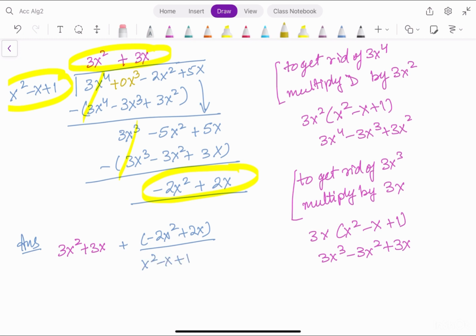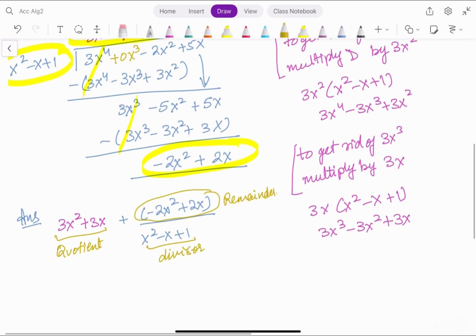Sometimes the textbook will end the problem right here, even though we can reduce it further. The first expression, 3x^2 plus 3x, is called the quotient. The leftover part, that is negative 2x^2 plus 2x, is called the remainder, and whatever is in the denominator is called the divisor. Sometimes they also call this QRD. Q stands for quotient, R stands for remainder, and D stands for divisor.